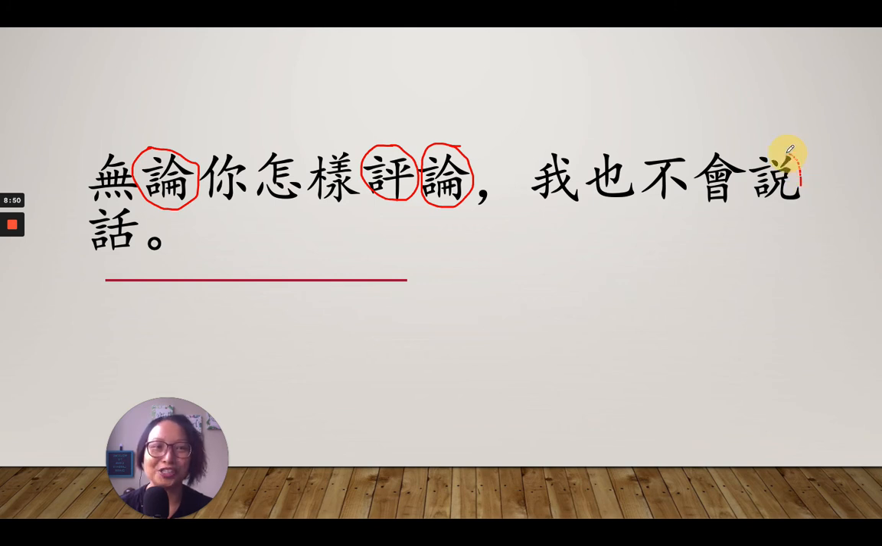The last 2 words again. We've got 說 and 話. 說話. So these 2 words also have the 言字旁, 言 radical. Well done.